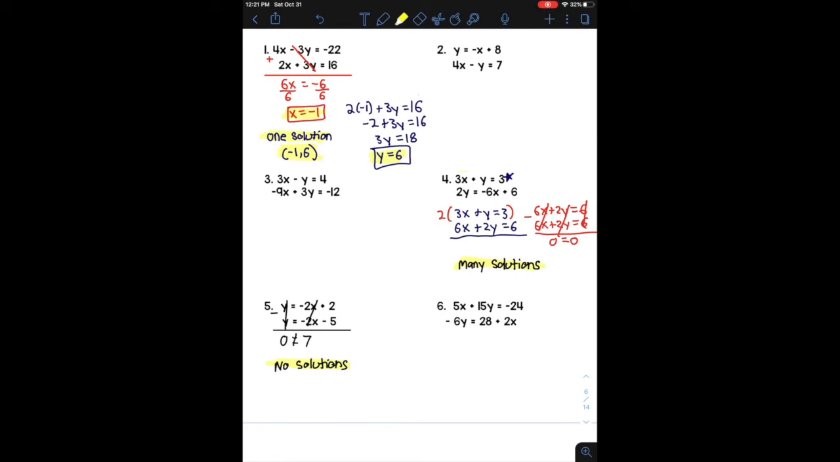What I'd like you guys to do is try number 2, 3, and 6 yourselves. Remember, for number 2 and number 6, you want the variables to first line up. And also, you're going to maybe have to multiply one or both of the equations in one or two of these problems, so that when you add or subtract, you would be able to eliminate a variable. Once you get your answers, play the video for an explanation of each.